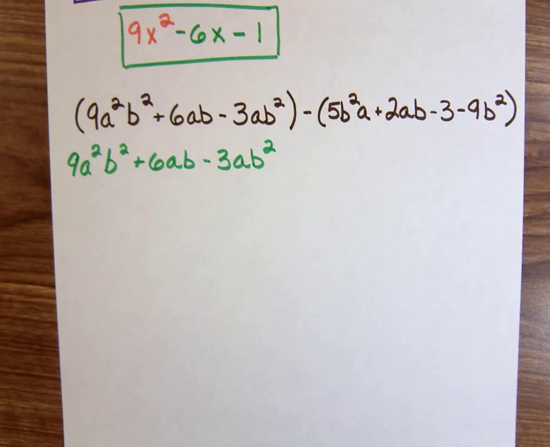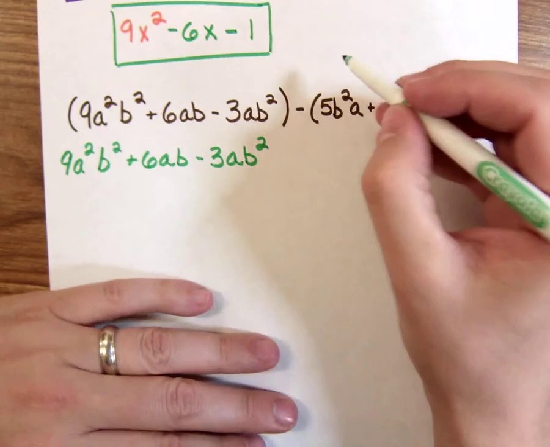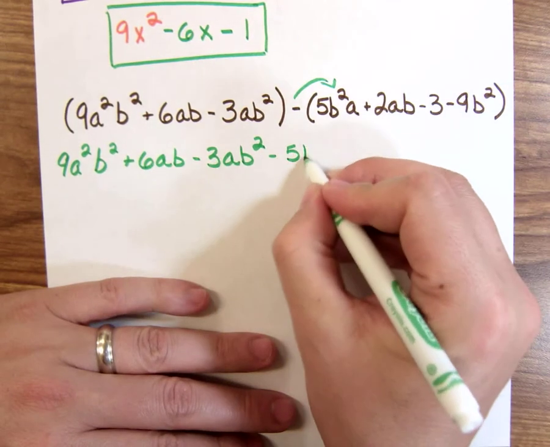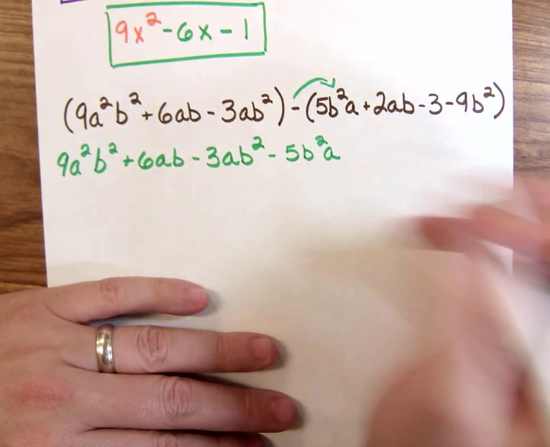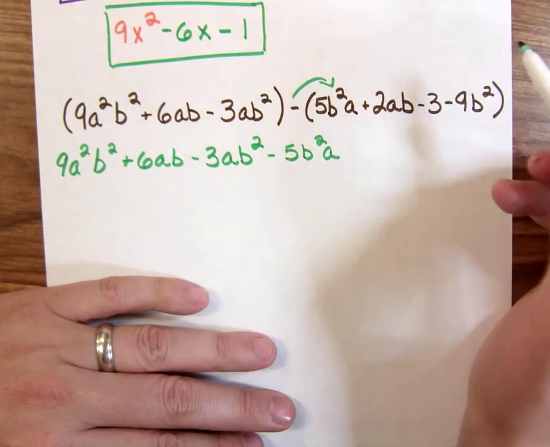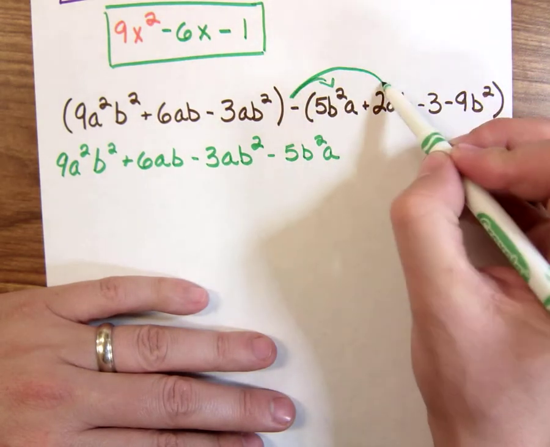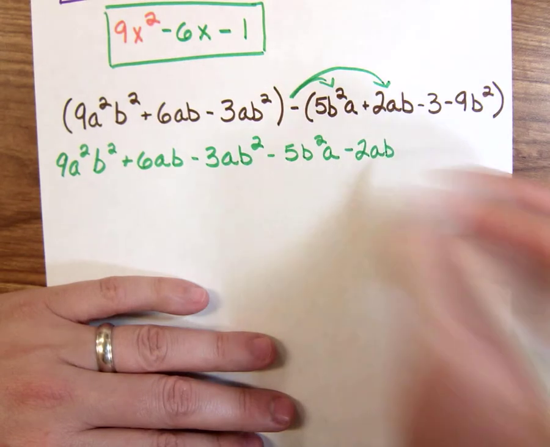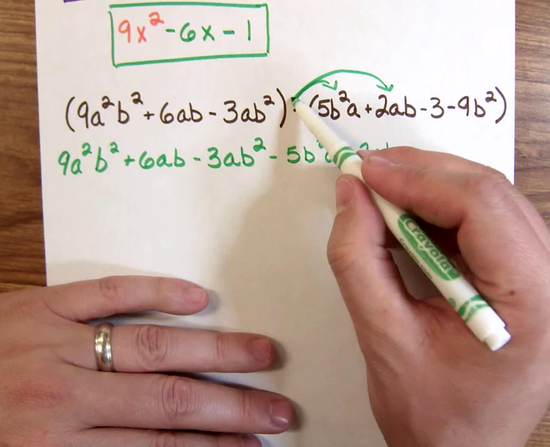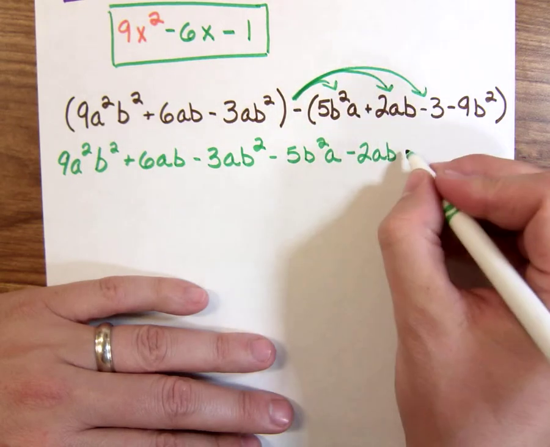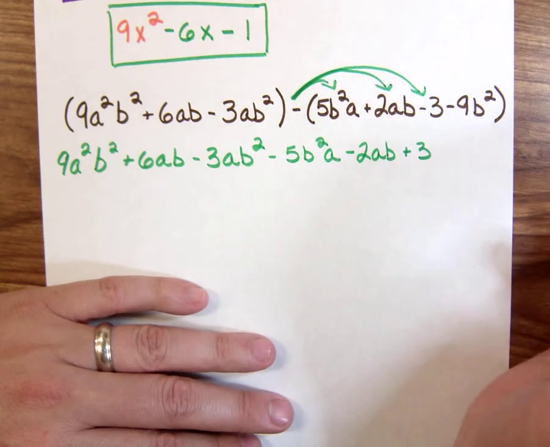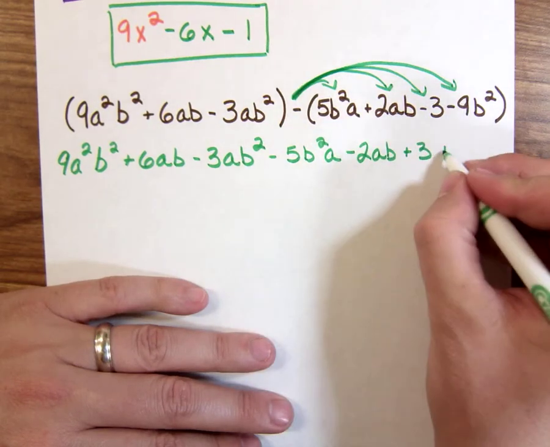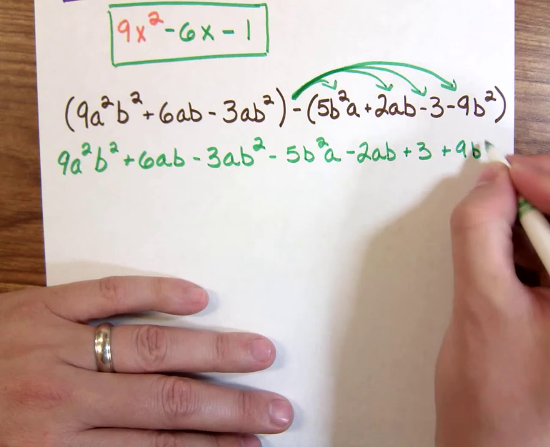So what's that going to look like? Walk me through it. Positive 5b squared a, and then the positive 2 will now be a negative. Right, so minus 2ab. Now the negative 3 will now be a positive. Good, it's minus negative 3, plus 3, plus the 9b squared.